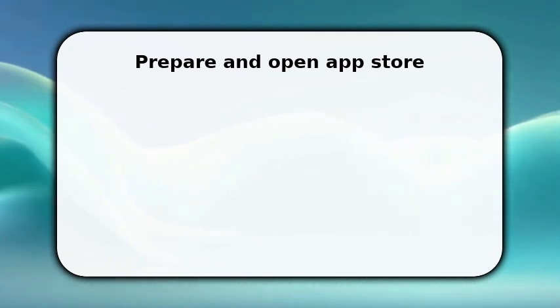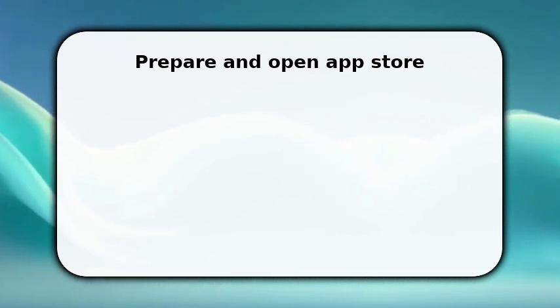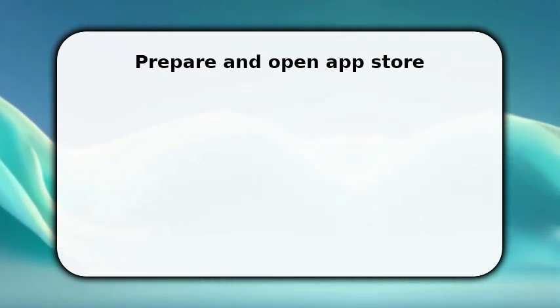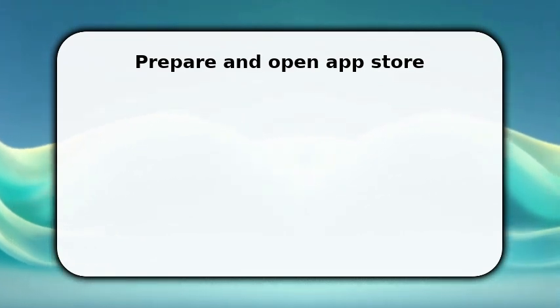Make sure automatic updates are off if you want manual control. You do this so you can locate Chrome directly and see its update status. This avoids installing the wrong app or missing a pending update.